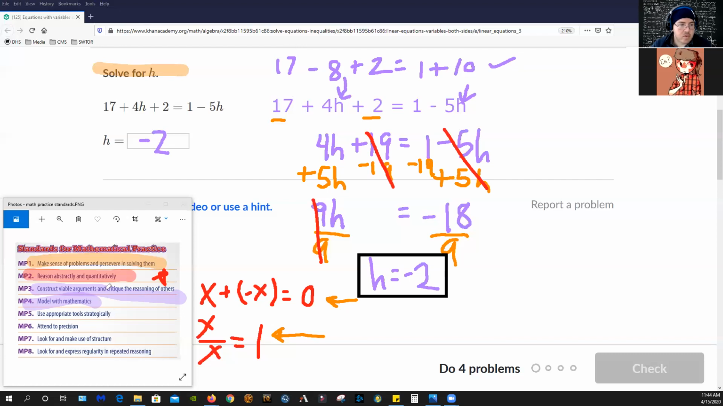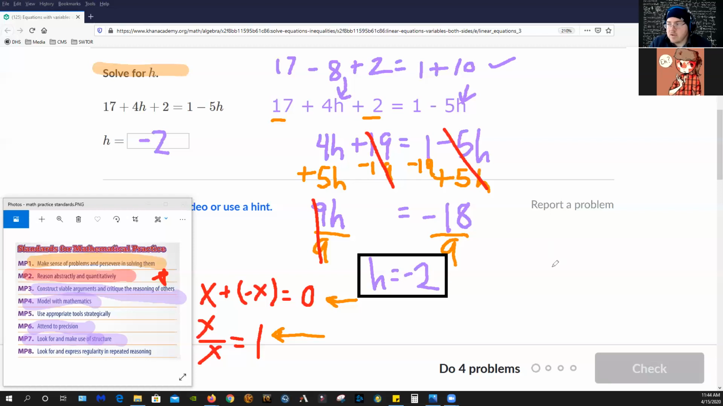So I get credit for constructing the viable argument. I attended to precision because I was very careful with all my numbers. We reasoned abstractly already. Sometimes I think making use of structure is just making use of this step-by-step procedure. That's what I like to think of structure as. And I'm not really sure about appropriate tools. Maybe I'll leave that one off. But yeah, so there's the first problem out of the way.